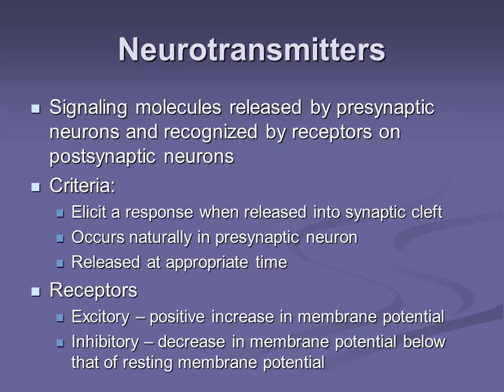So excitatory, more positive; inhibitory, more negative. This is going to make it easier to reach our threshold for an action potential, hence excitatory. This is going to make it more difficult to reach that threshold because we've got further to go to get to minus 55.